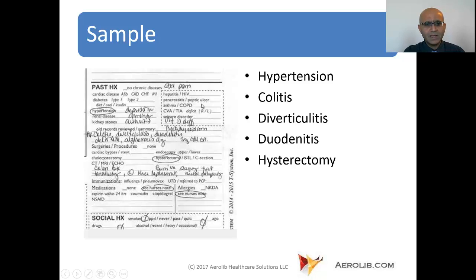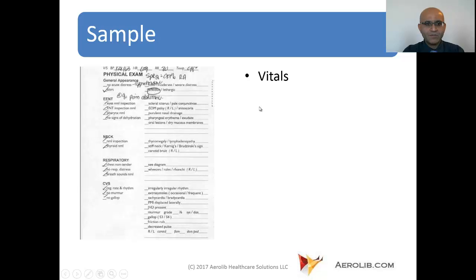When we look at past medical history, this has been filled out appropriately with hypertension, colitis, diverticulitis, duodenitis, hysterectomy. So all pertinent past medical history has been put in. Medications and allergies have been referred to the allergy note, and then social history has been marked appropriately. Physical exam has vitals that are appropriate, and all examination findings have been tick marked for non-abdominal organ systems.